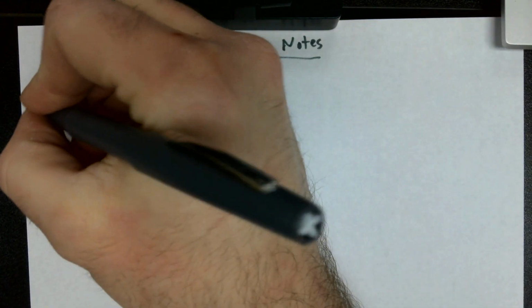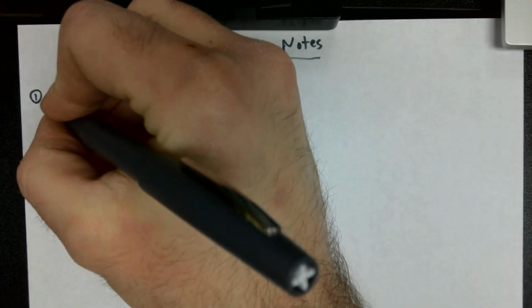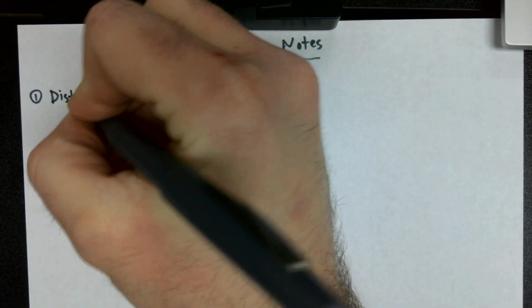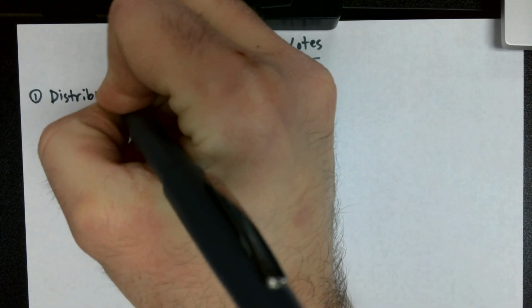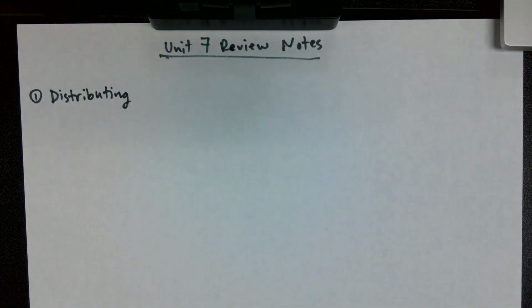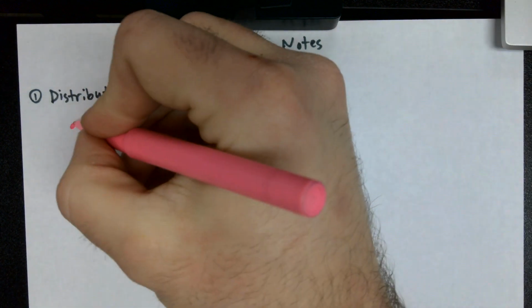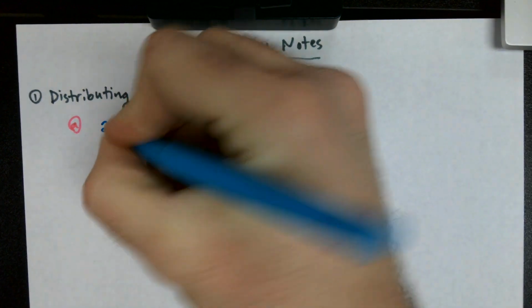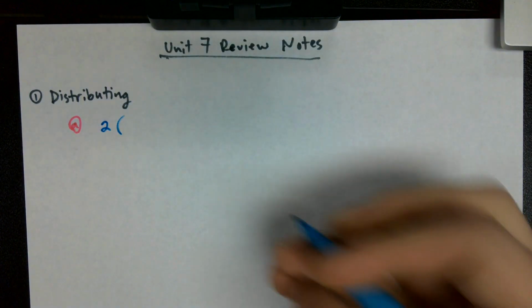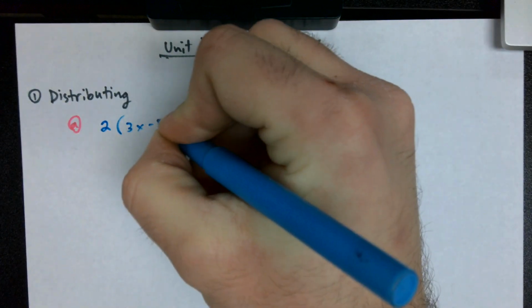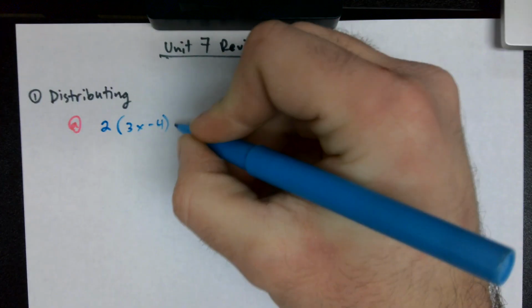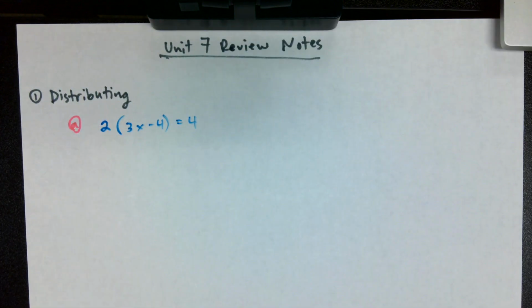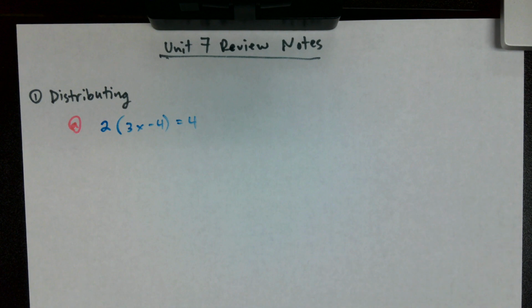Let's talk about the first important thing here, which is distributing. It's the first step whenever we're solving a multi-step equation. So let's see how we're going to go about doing that. If we have example A, and example A is 2 times parentheses 3x minus 4 equals 4. As my pen dies.